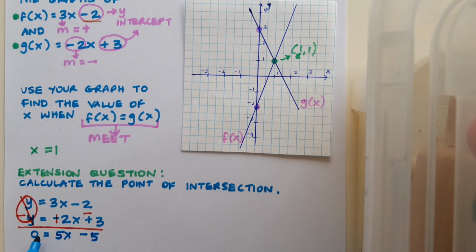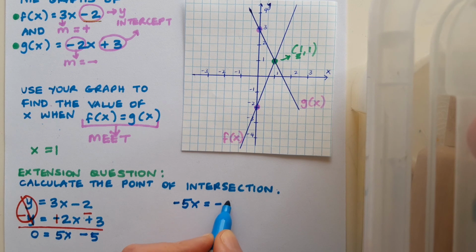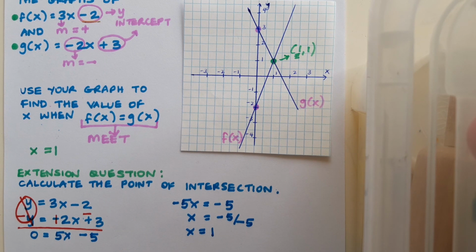Now I can solve this equation to find x. So I can say minus 5x equals minus 5. And dividing by my minus 5, I get x equals 1, just as I expected.